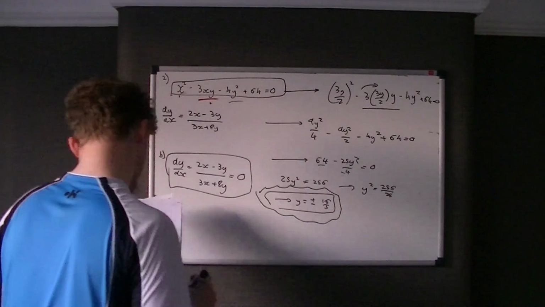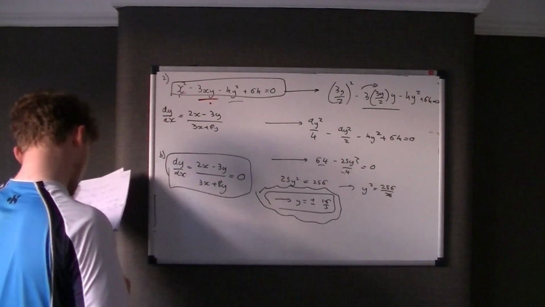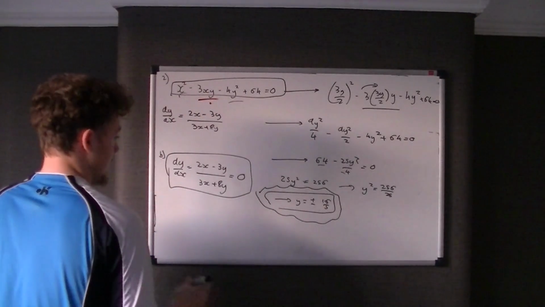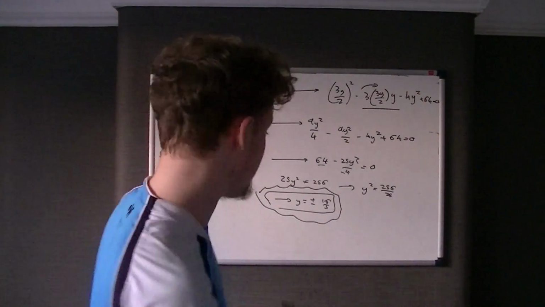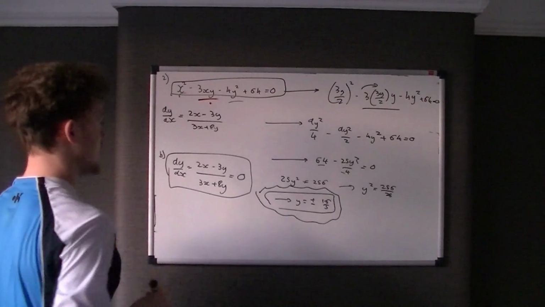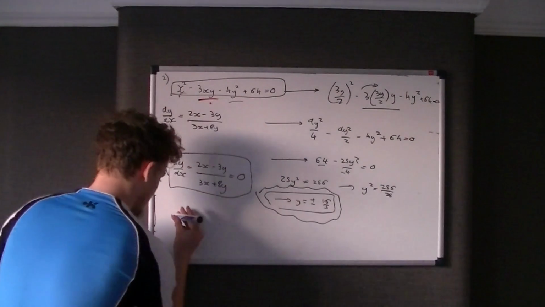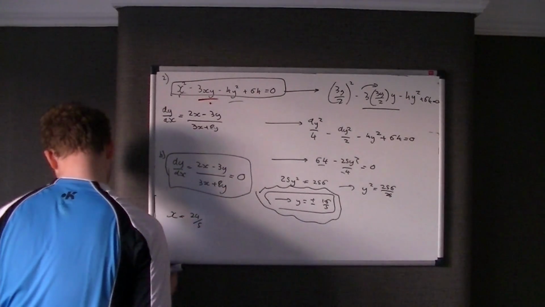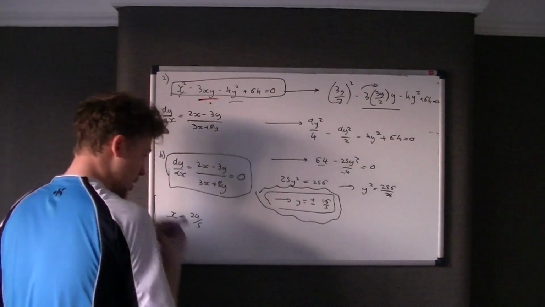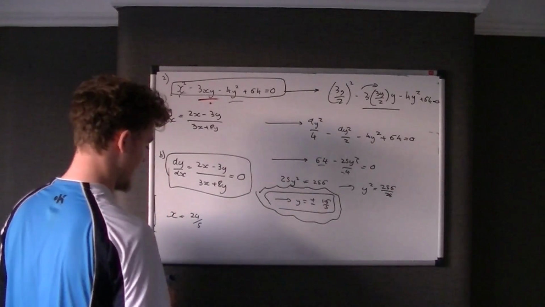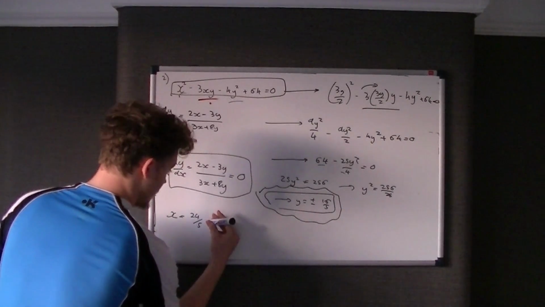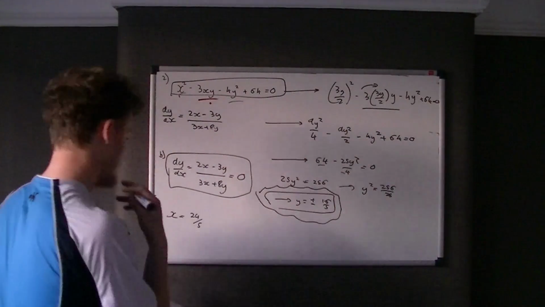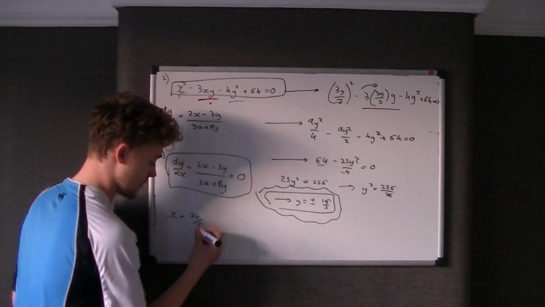Okay, and what you should get is that when you do it, it doesn't matter if you sub positive 16 fifths or negative 16 fifths into the equation for the curve, you should get x to be a value of 24 fifths. Okay, so in other words, when y is equal to positive 16 fifths, x is equal to 24 over 5, and when y is negative 16 fifths, x is also equal to 24 fifths.